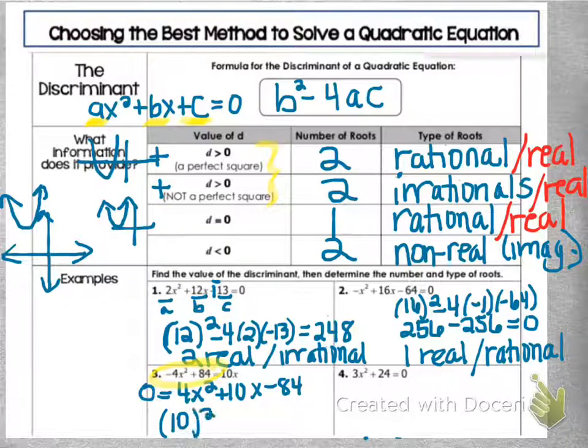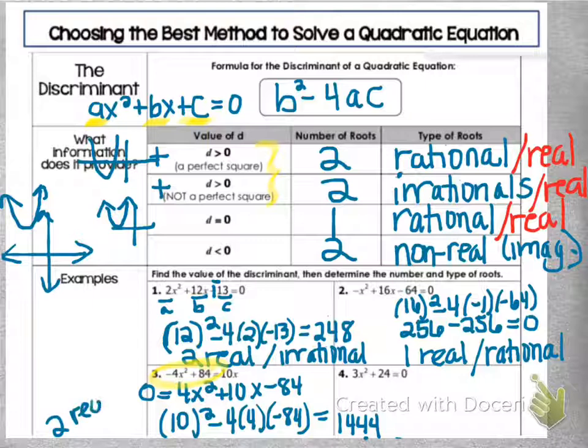Okay, so b is 10, so that's 10 squared minus 4 times the a, which is 4, times the c, which is negative 84. Now that turns out to equal 1,444. And that is actually a perfect square. It's not one that's really commonly known, but I always check to see, so I took the square root of it, and I got 38. So I know that that's a perfect square. And so that actually means that I'm going to have two real, and they're going to be rational roots. So I shouldn't expect to have radicals for that because it's a positive real number that is a perfect square.